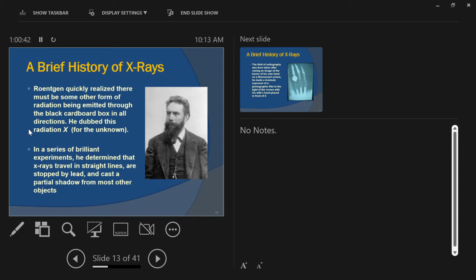He doesn't know what to call it because we didn't know about any types of radiation that we couldn't see or detect with human senses, so he calls it radiation X. And we have just taken that and run with it and called it X-rays since then.